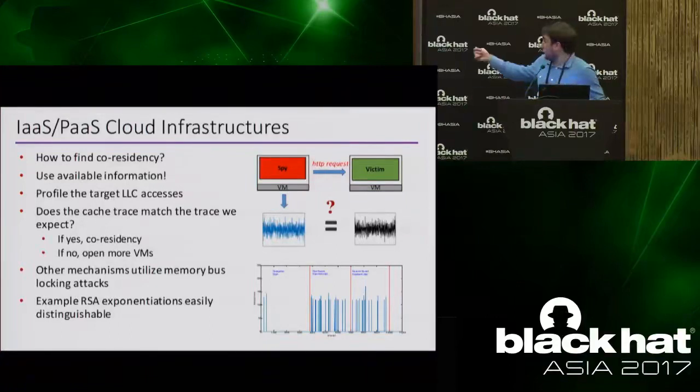After that, what you see there is an example of what an RSA trace looks like. The exponentiations are quite distinguishable from the rest of the trace. And other works actually utilize, for example, memory bus locking attacks for this.